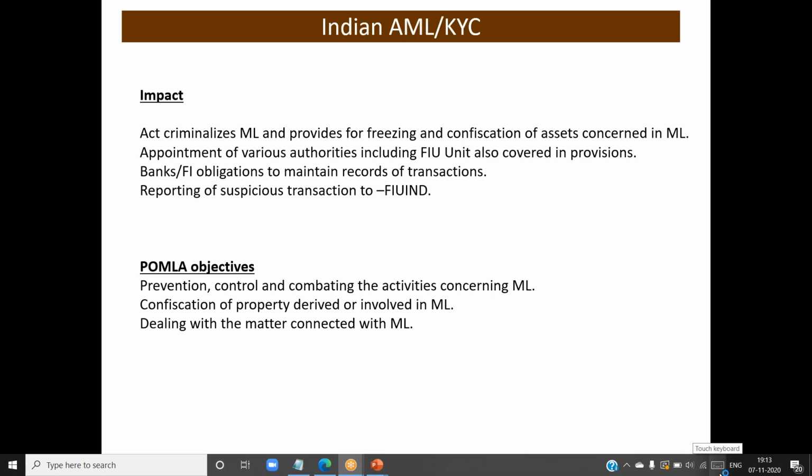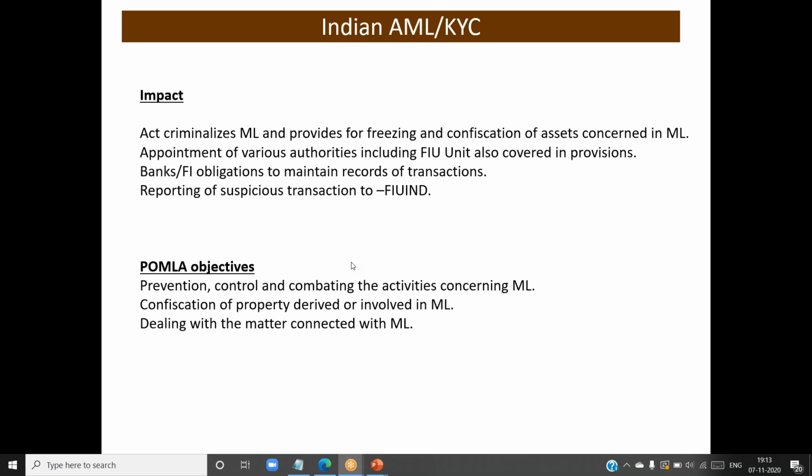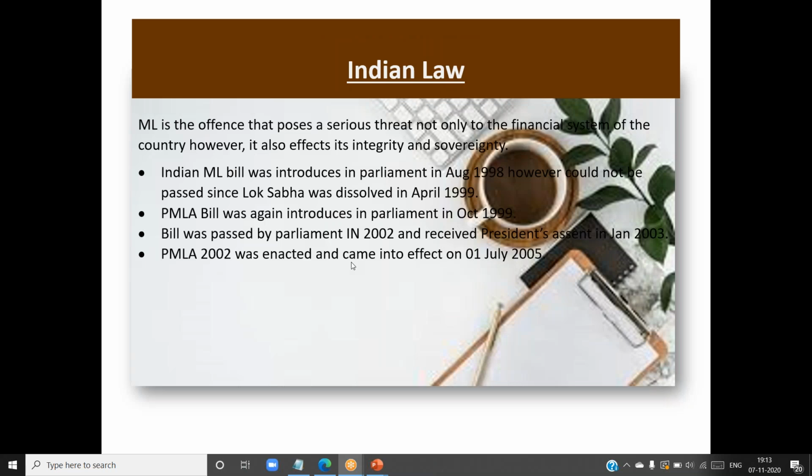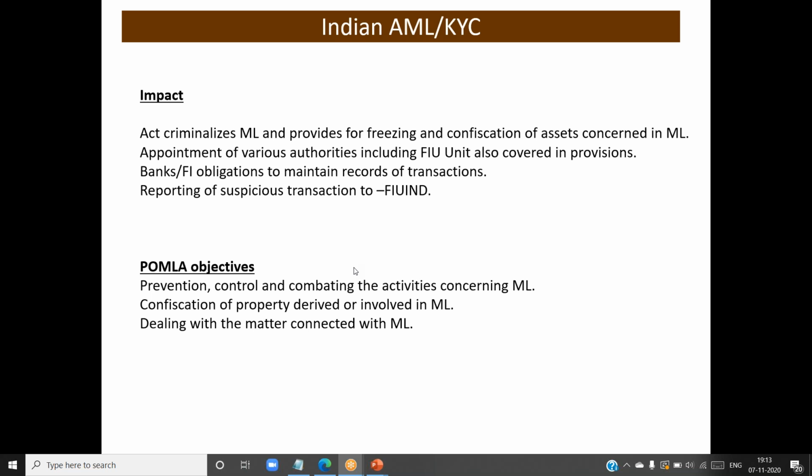So in India, we have PMLA. PMLA 2002 was enacted and came into effect in 2005. This is called the Prevention of Money Laundering Act. So this is a law which has been passed, and we can go to the second. Basically, this law criminalizes money laundering and provides for freezing and confiscation of assets concerned in money laundering. So this law gives the power to the authorities to freeze and confiscate the assets.